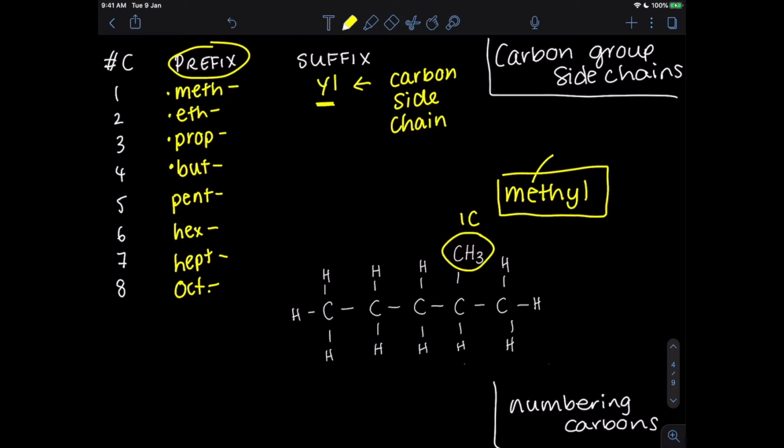So meth, a single carbon, -yl for carbon side chain. I'm hoping you can kind of see how this is like a code or a language. Each part of the words means something. It's all important, and it all tells us information about this molecule. So meth, 1 carbon, -yl, carbon side chain.